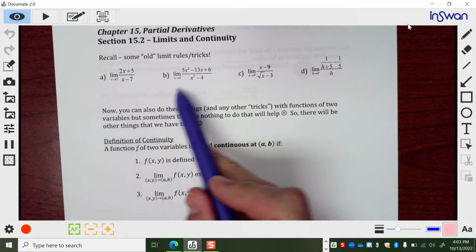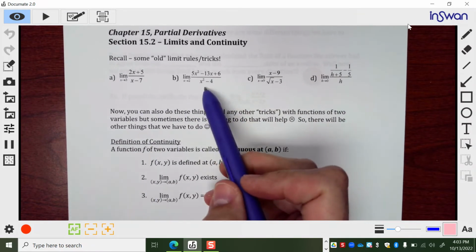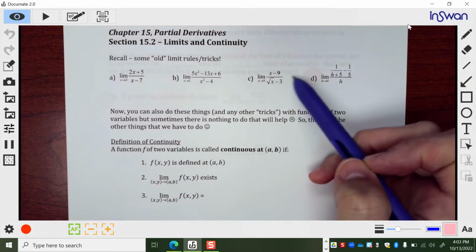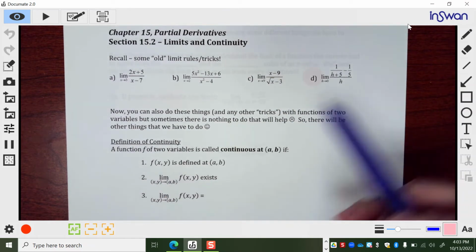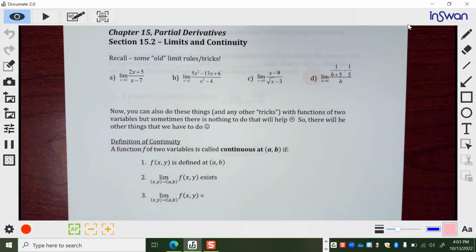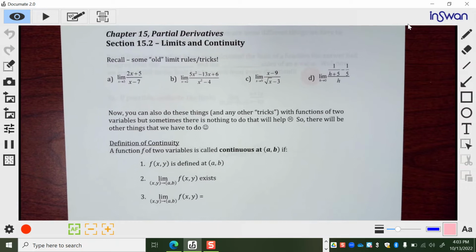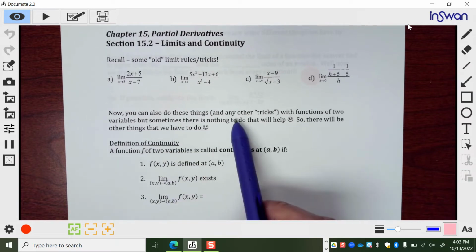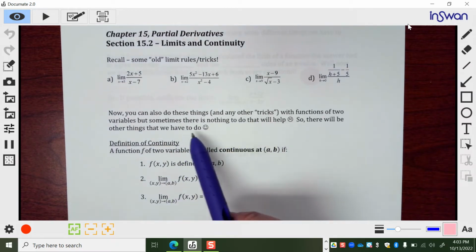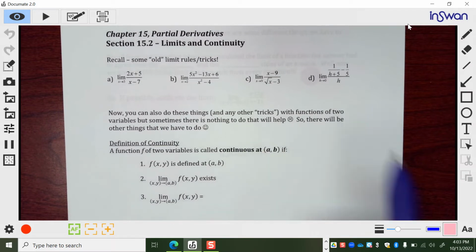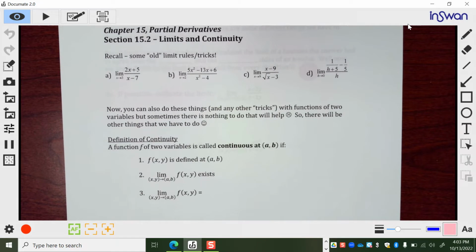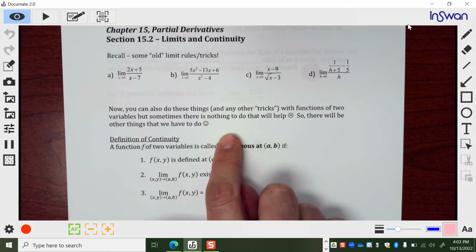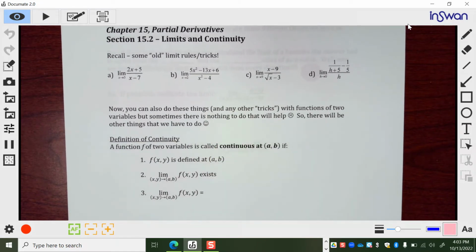So we did these guys in class. We used factoring, we used some conjugates, we just plugged in. So those are all old things. We did some algebra here, some old things that you could do to do limits. You can also do some other tricks like L'Hopital's rule for the kind of limits we're going to do. But realize that some of these things don't work, and so there are some other things we'll have to do.